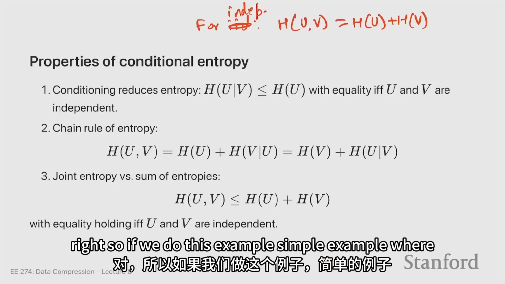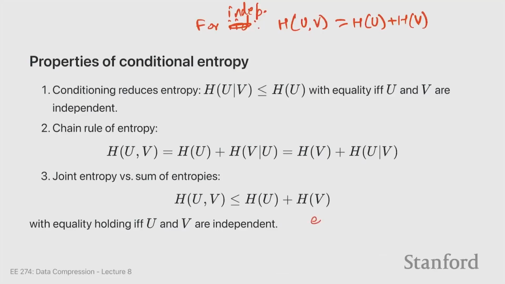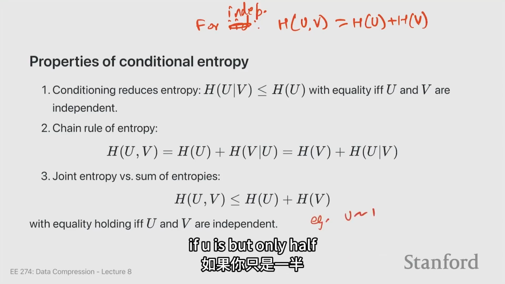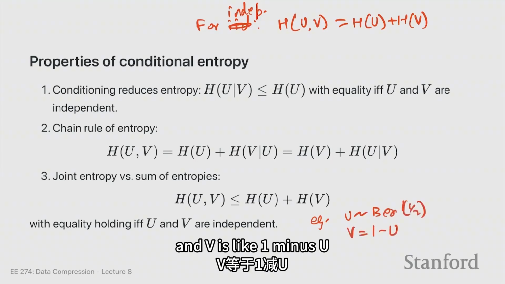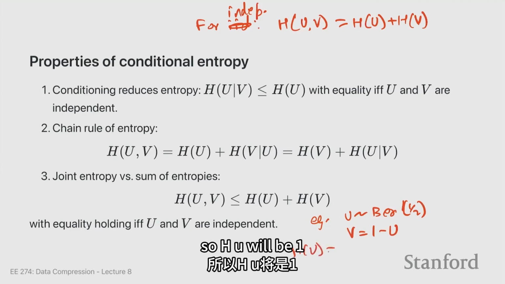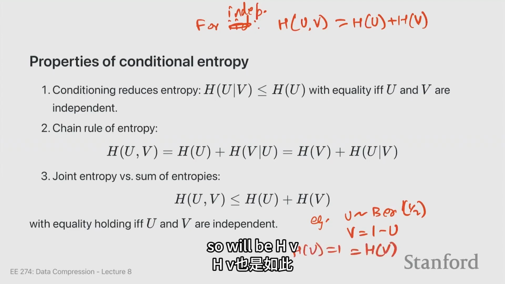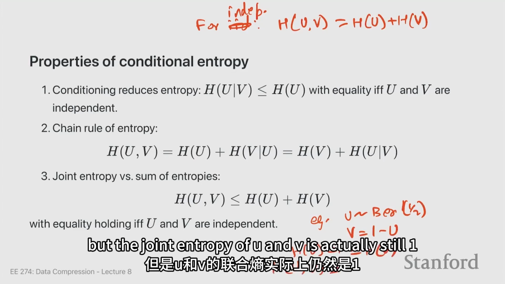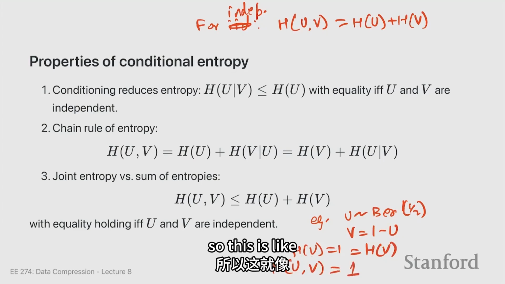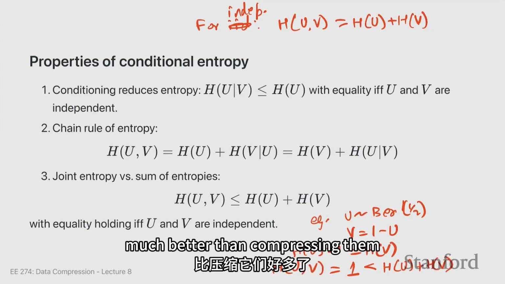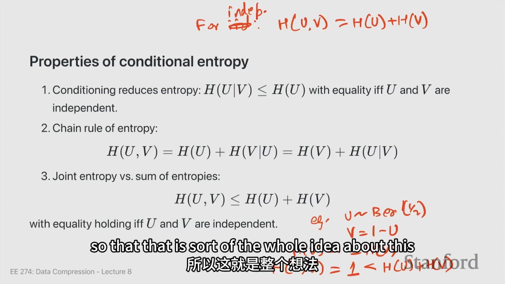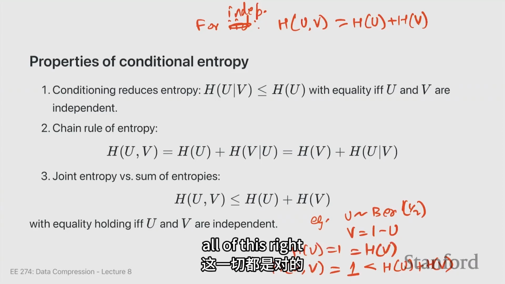So let's do this simple example: U is Bernoulli half and V is 1 minus U. H(U) will be 1, so will be H(V), but the joint entropy of U and V is actually still 1. So this is less than H(U) plus H(V). Knowing one of them basically tells you the other one, so compressing them jointly is much better than compressing them independently. That is the whole idea of all of this.